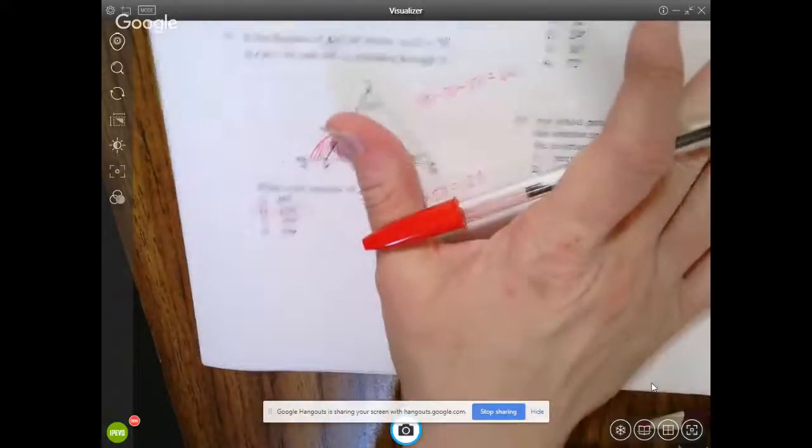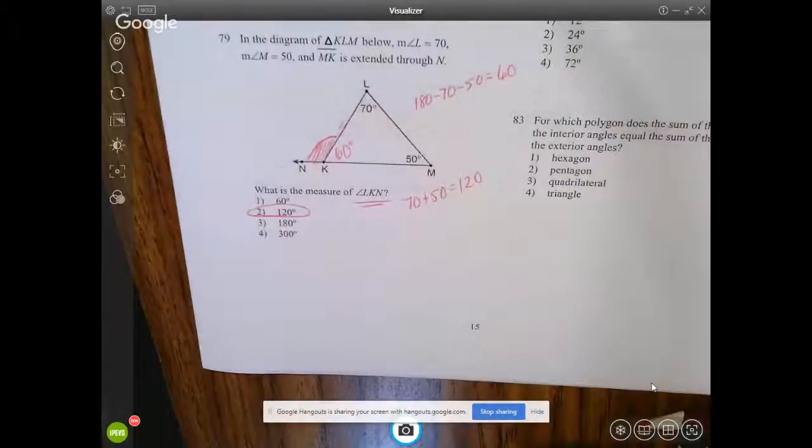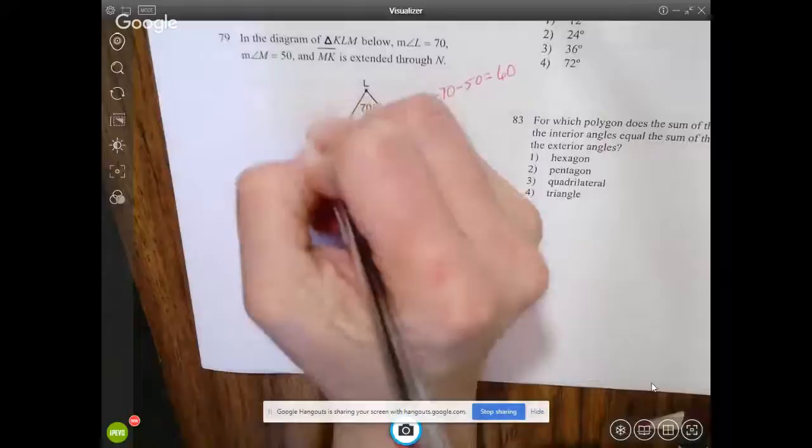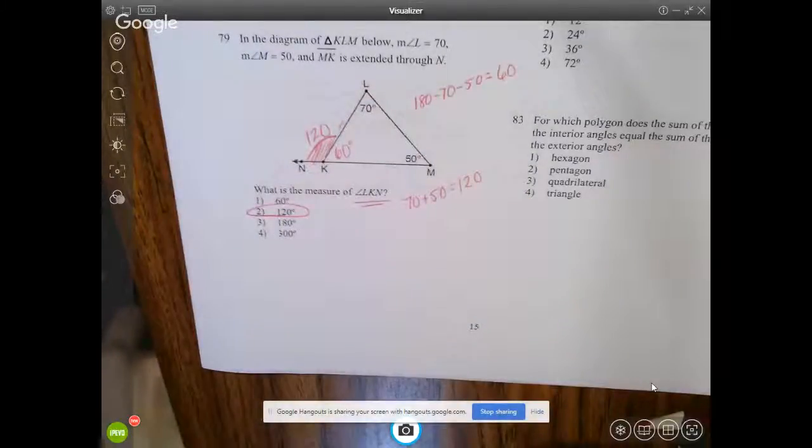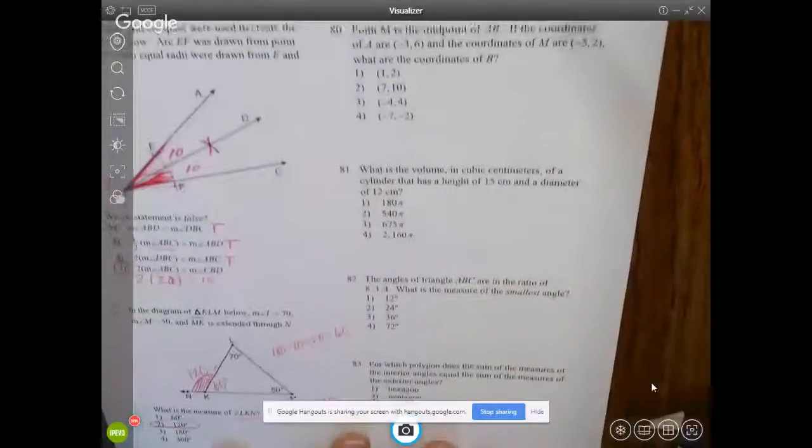So my question is, outside of K, angle N is 120 or is it 60? LKN is 120. Inside is 60. Let's see if we can get through these questions here.